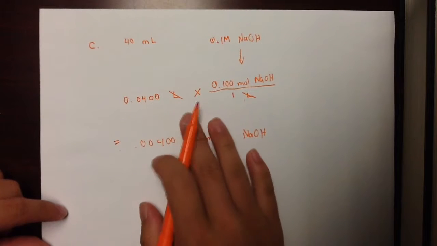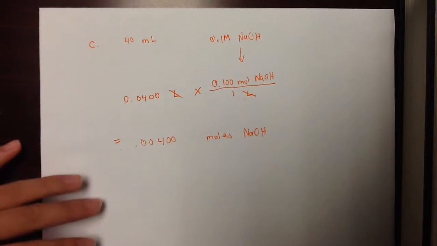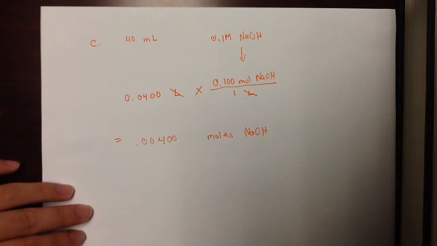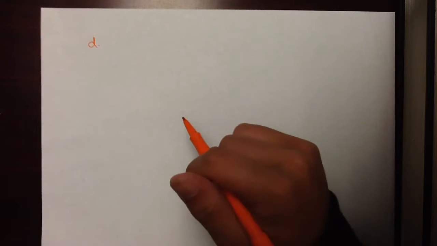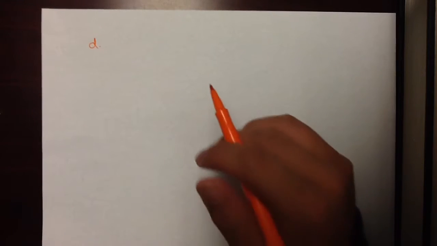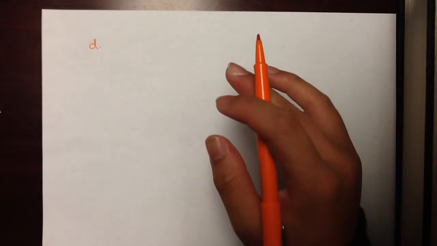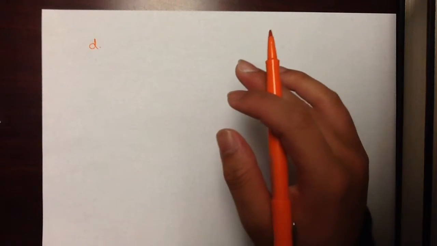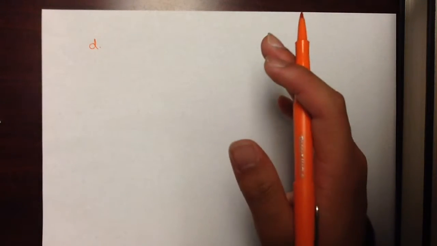This is a measurement, and this is a measurement. Just keep your sig figs. Simple as that. And then for the last part, we're going to do part D, which is asking us to perform the same titration, but use an indicator this time. So I talked about indicators briefly earlier when we were doing part B, because I wanted to talk about it in relation to the equivalence point.